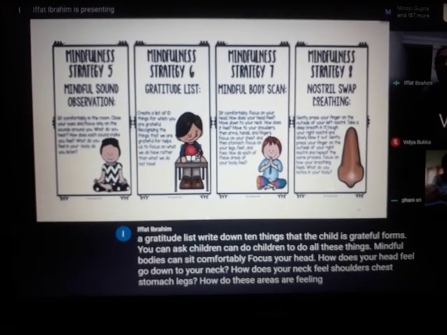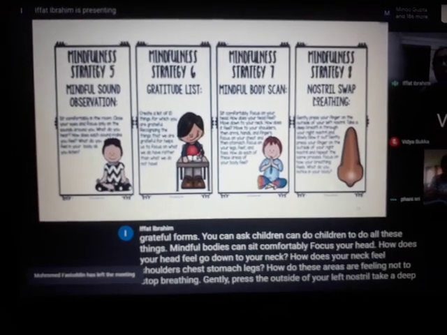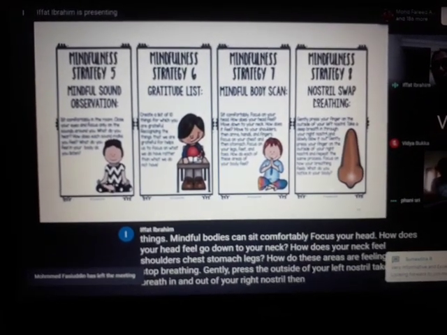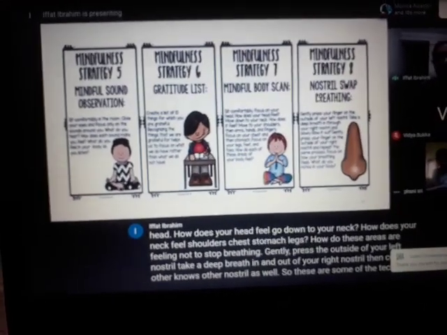Nostril breathing. Gently press the outside of your left nostril. Take a deep breath in and out of your right nostril. Then cover the other nostril as well. So these are some of the techniques that we can teach the children.